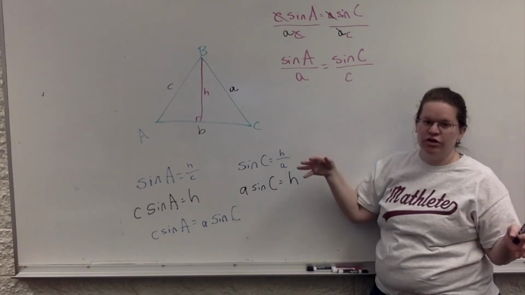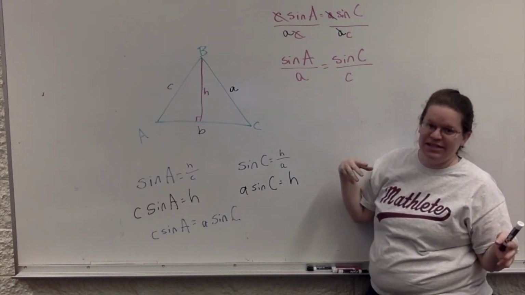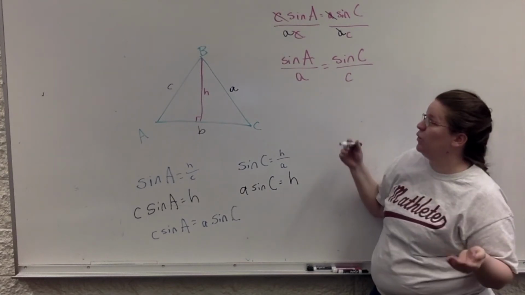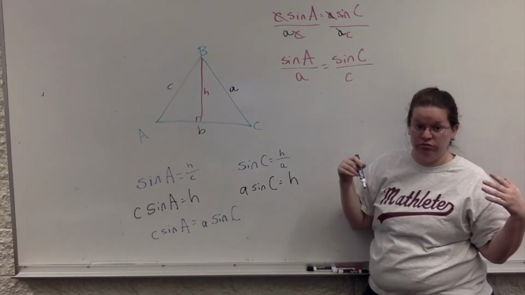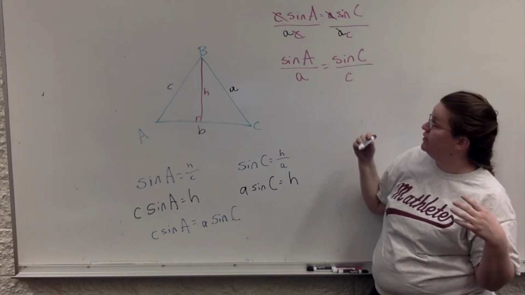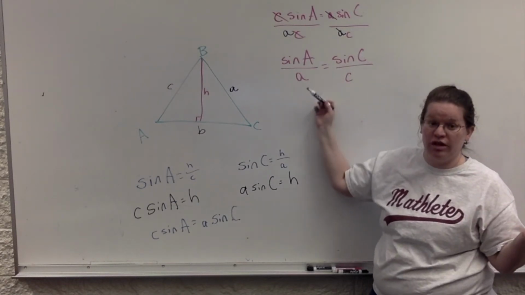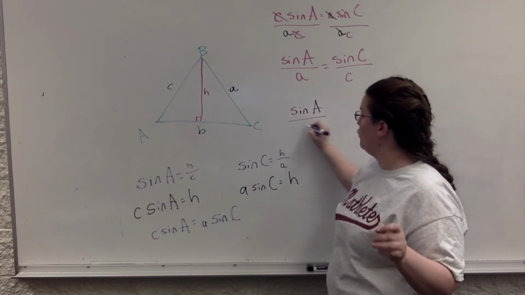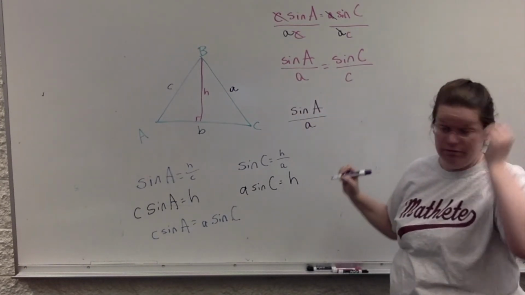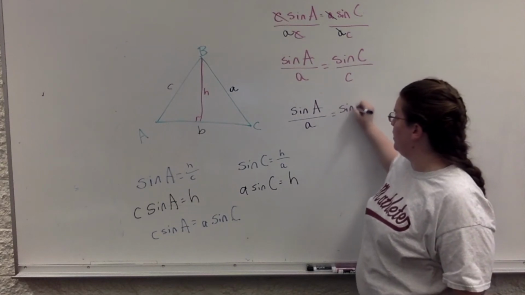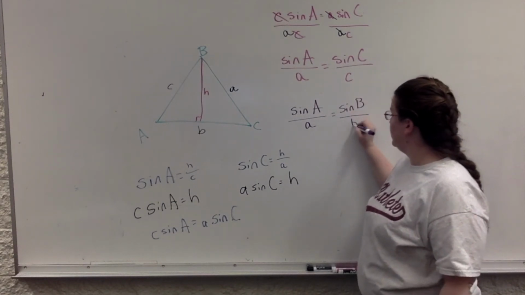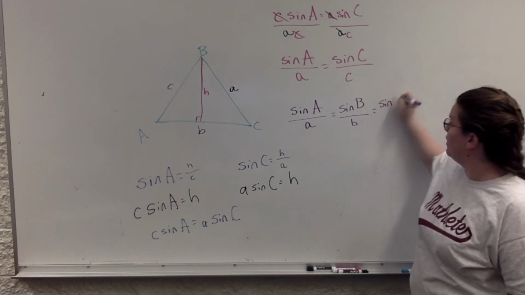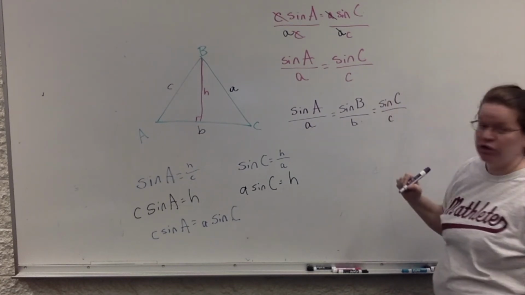I'm going to rotate the triangle. I'm going to do the exact same thing and show you with all these equal signs that they all equal each other. But this is 2/3 of it. So you get sine of angle A over side A, and that's going to be equal to sine of angle B over side B, and that's equal to sine of angle C over side C.